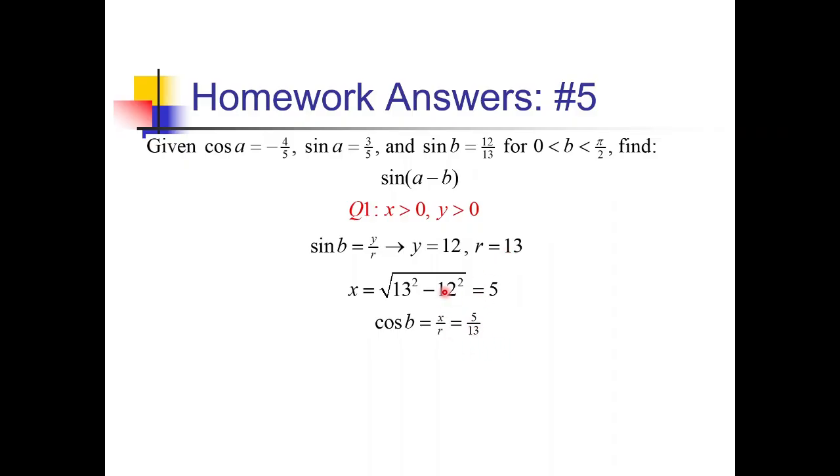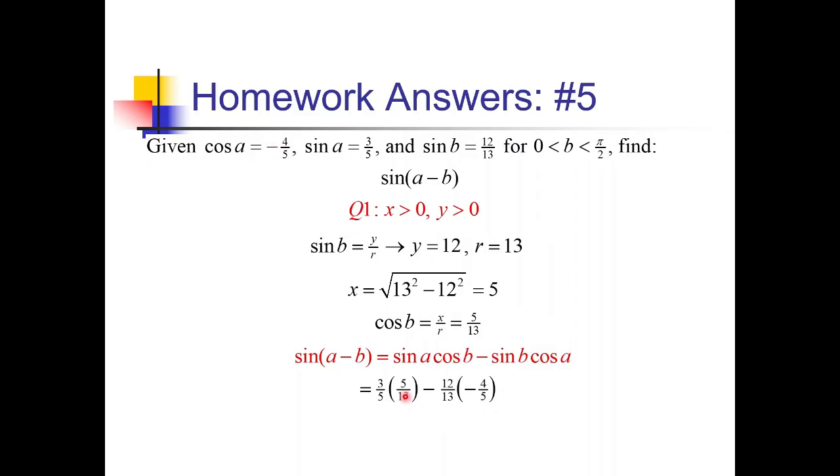All right, so let me write out my sine of a difference formula. That's going to be sine of a cosine of b minus sine of b cosine of a. And now plugging all the different pieces in here, sine of a, they gave us that was 3/5. Cosine of b, we just found, that's 5/13. Minus sine of b they gave us, that was 12/13. And cosine of a was over here, that was negative 4/5.